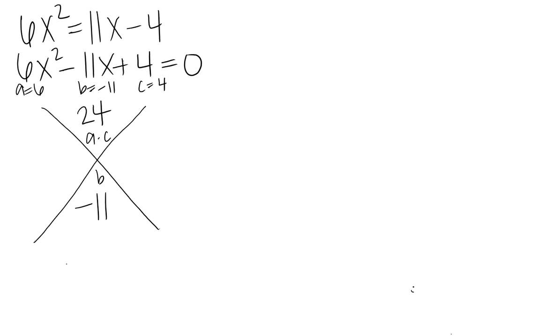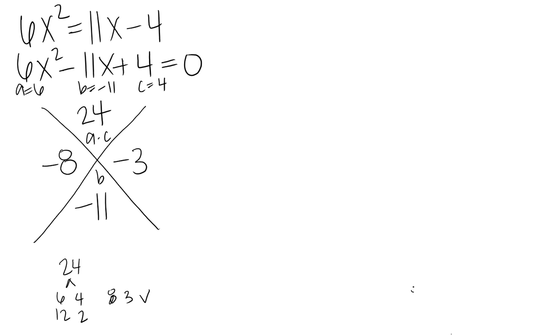So for some of you guys, you might want to just think of what are the factors of 24. I could use 6 and 4. I could use 12 and 2. But 6 and 4 would only give me 10. 12 and 2 would give me 14. I could also use 8 and 3. And this one would work. So negative 8 plus a negative 3 would equal negative 11.